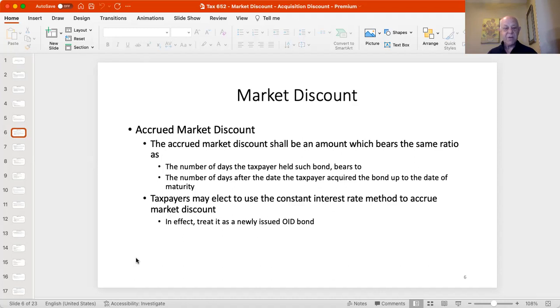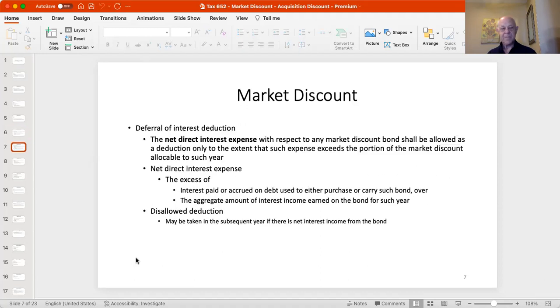If you want to, you can elect to use the constant interest rate method. So you would do a yield to maturity calculation. That will give you a slightly better result. For individuals, most individuals will just do it on a straight line basis. If you're a hedge fund, a partnership, and you can do the computation, you might do the yield. You could use the yield to maturity, and it'll give you a small amount of accrued market discount.